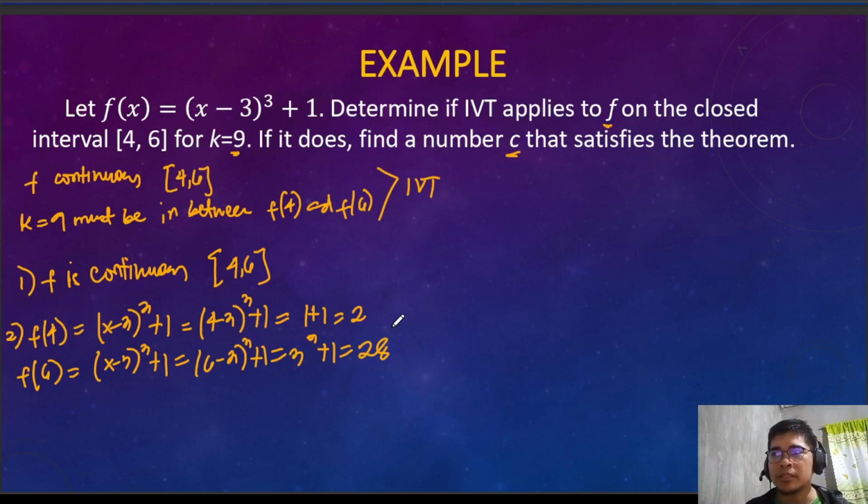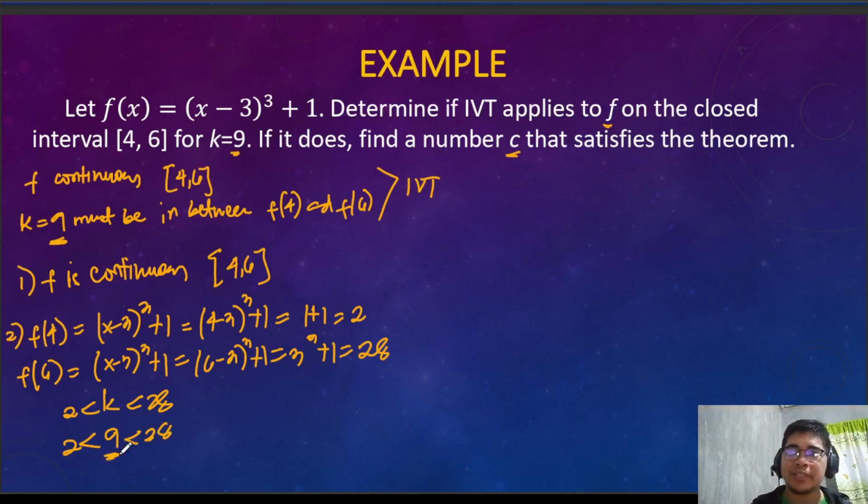So is 9 in between 2 and 28? The answer is yes. The condition is that k must be in between f of 4, which is 2, and f of 6, which is 28. So our k is 9, meaning it is in between. So we have the existing IVT. So there is IVT for our f.